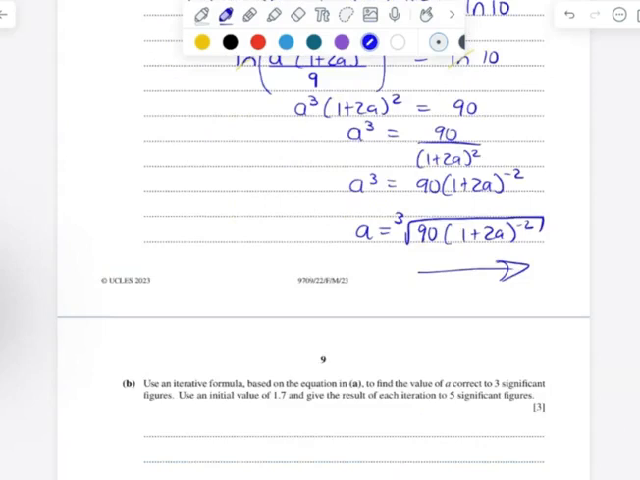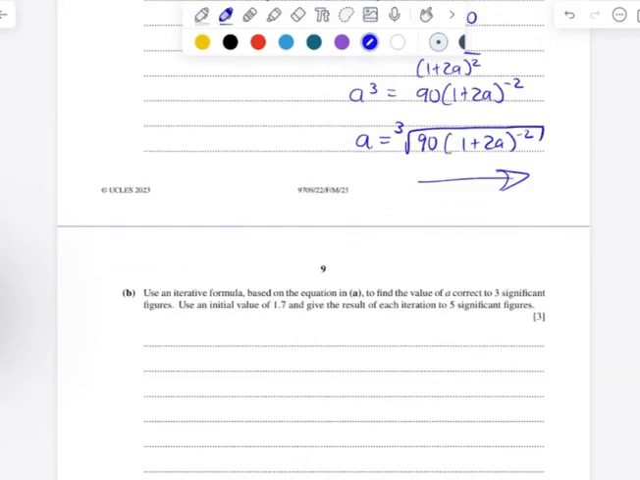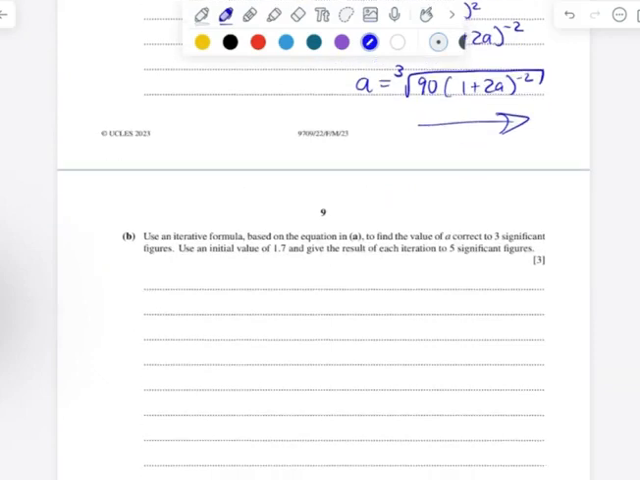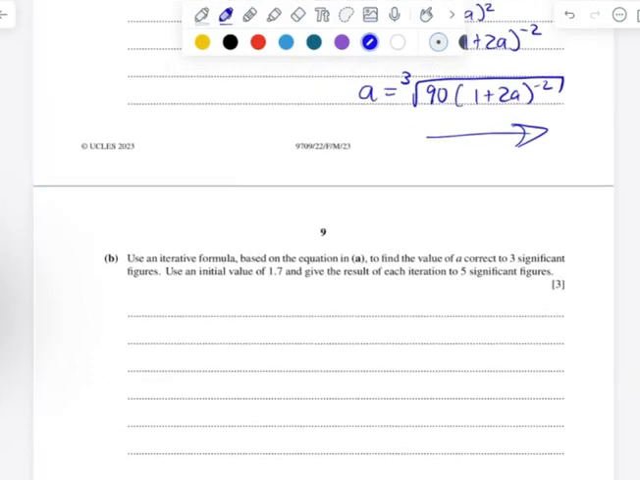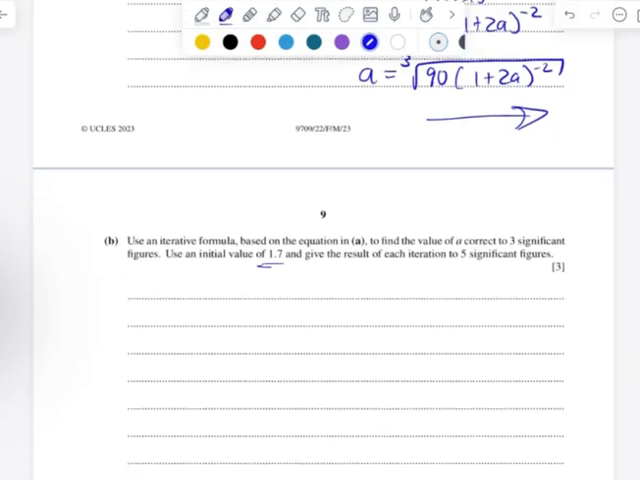All right, now the iterative formula. They're asking for the iterative formula. So this is a nice question. If you ever see one of these, just jump into it. If you can't prove the formula, use it anyway. All right, so they say use the iterative formula based on A to find the value of A correct to 3 significant figures. Use an initial value, so they even give you the initial value, and give the result to 5 significant figures. Each iteration to 5 significant figures.